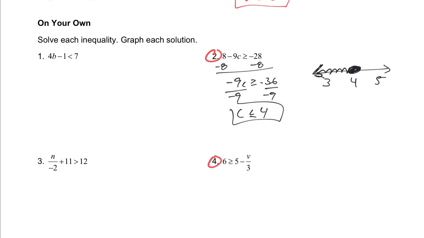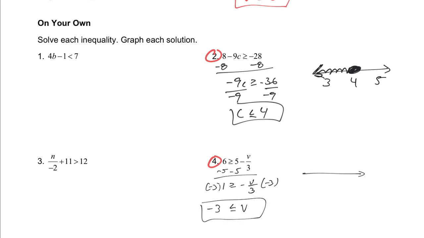Then number 4, you should subtract 5 from both sides first. That gives you 1 greater than or equal to negative v over 3. At this point, I'm going to multiply both sides by a negative 3, which flips the inequality symbol to be a less than or equal to, and I get negative 3 is less than or equal to v.